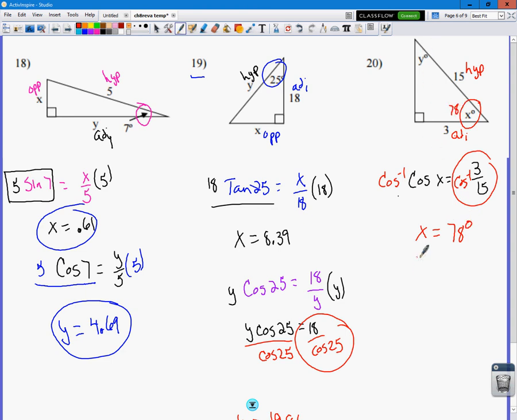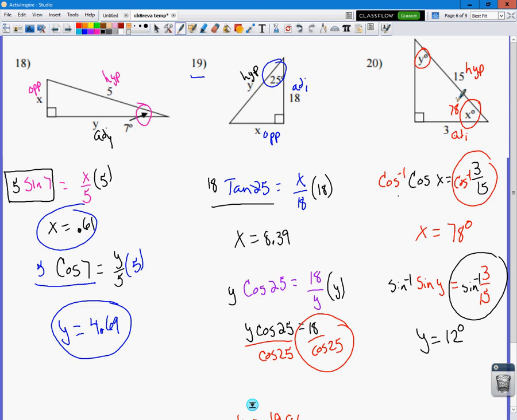I could use sine, cosine, or tangent to find y. Y and the 3, this would be opposite. The 15 would be the hypotenuse. Opposite and hypotenuse would be a sine function. So the sine of y would be equal to 3 over 15. And again, to get y by itself, I would do an inverse sine. That's what gets keyed into the calculator. This will come up to 12 degrees.